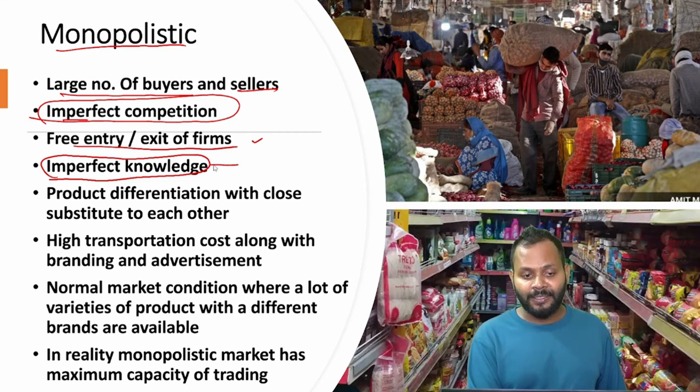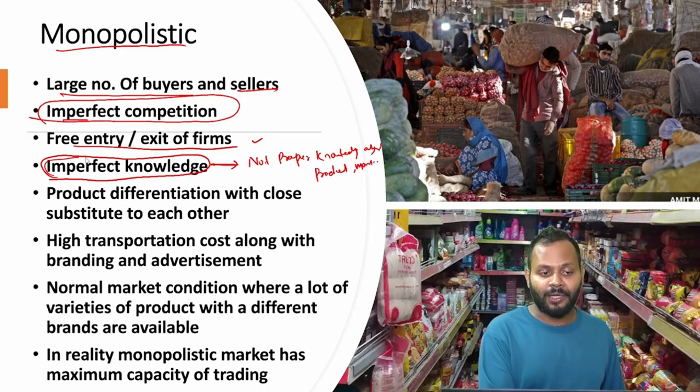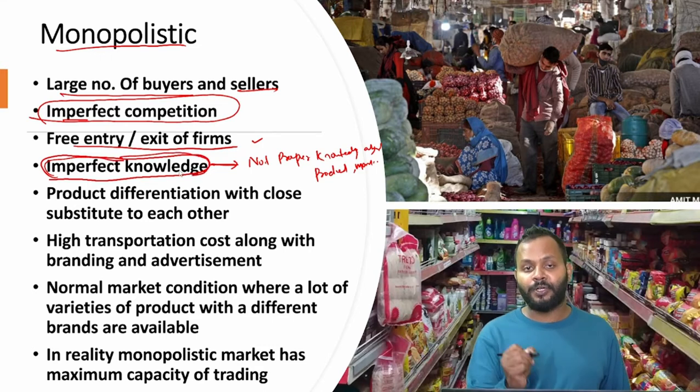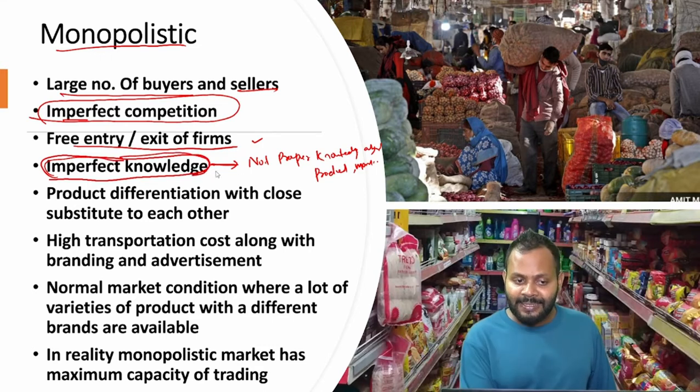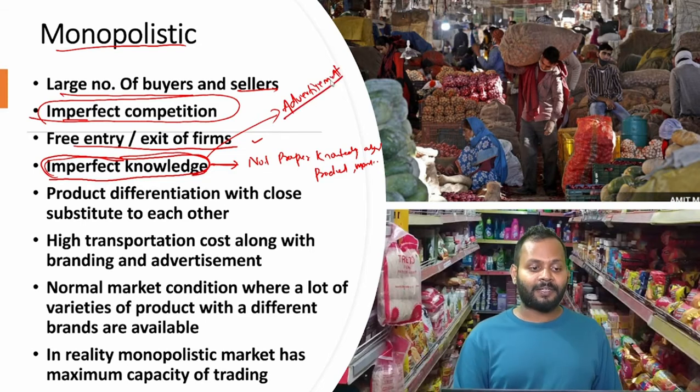Okay, imperfect knowledge, that means not proper knowledge about the product and market. That is called imperfect knowledge. When the buyer does not have proper knowledge, is it necessary that they should get knowledge? How will they get knowledge? By means of advertisement. Yes or no? They will get it by means of advertisement.